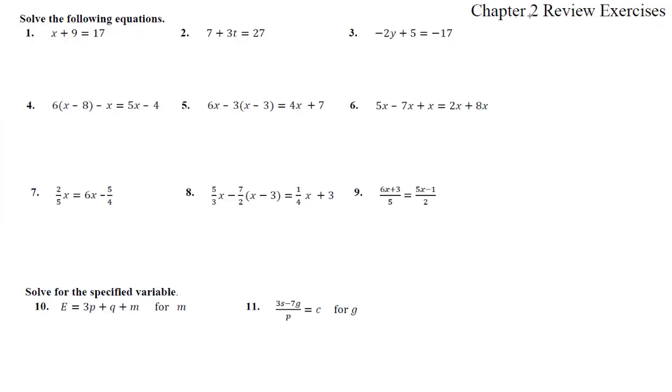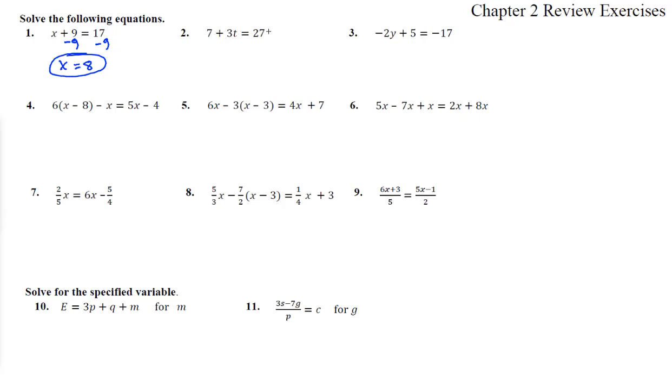Here we are in Chapter 2 review exercises, numbers 1 through 11, with the solutions. We're supposed to solve the following equations. That means we're going to be using that process where we simplify it as much as we can and then get x by itself. This is already simplified, so subtract 9, and we get x equals 17 minus 9 is 8. X equals 8.